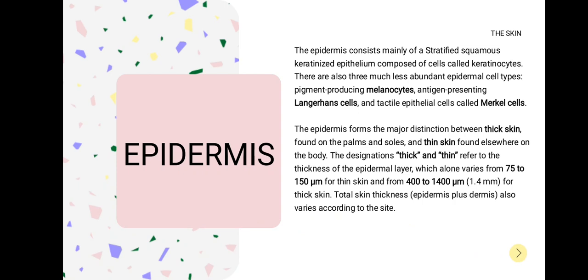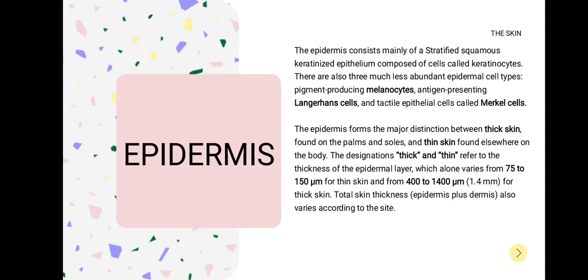the Merkel cells. So the epidermis forms the major distinction between thick skin found on the palms and soles and thin skin found elsewhere on the body. The designation thick and thin refers to the thickness of the epidermal layer, which alone varies from 75 to 150 nanometer for thin skin, and from 400 to 1,400 nanometer, or 1.4 millimeter, for thick skin.